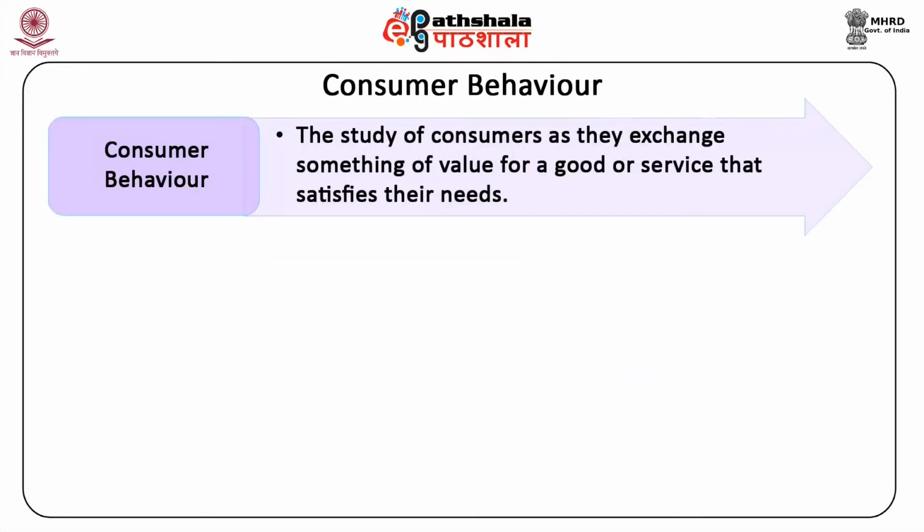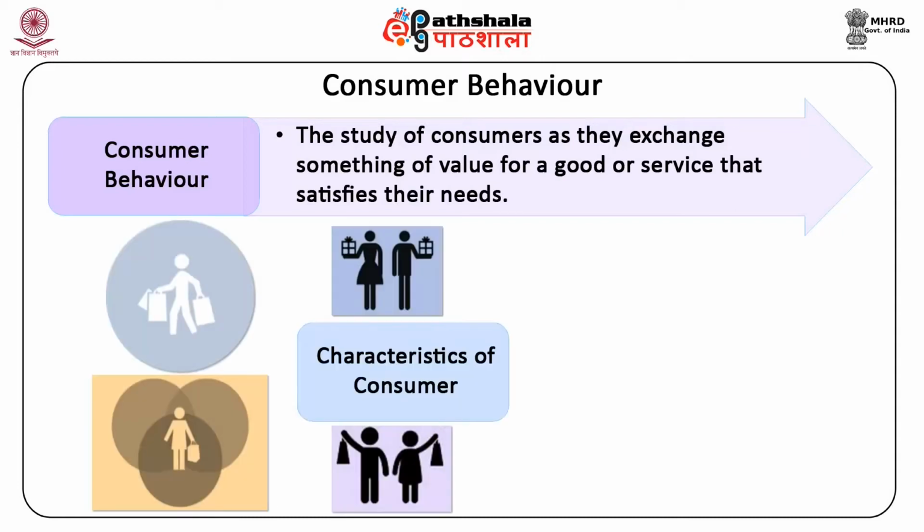In this module, we will focus on basic concepts related to factors affecting consumers' preferences. We will describe consumers' preferences and behavior and study how it gets converted into demand. This will be well explained with the help of the fundamental concept of individual demand. It will be followed by the concept of market demand, factors affecting demand, and from these we will derive the law of demand. Consumer behavior is the study of consumers as they exchange something of value for a good or service that satisfies their needs.